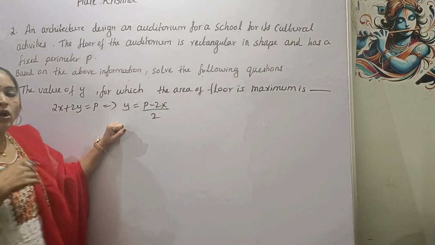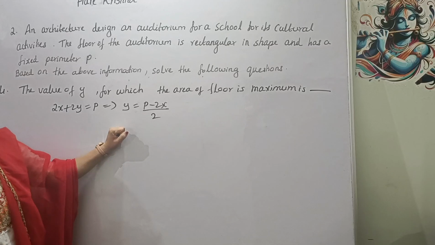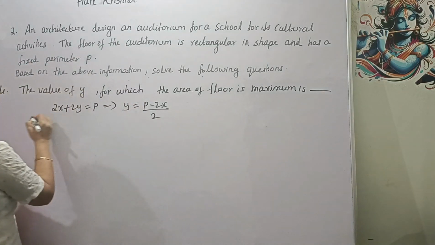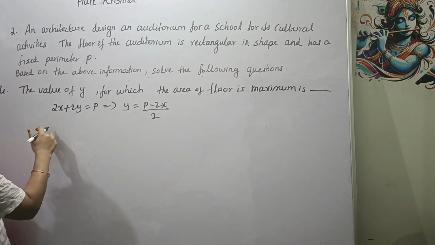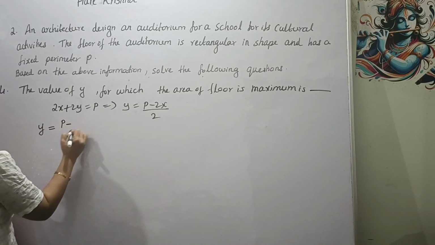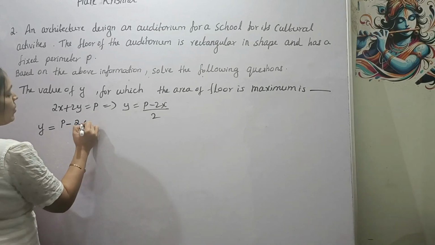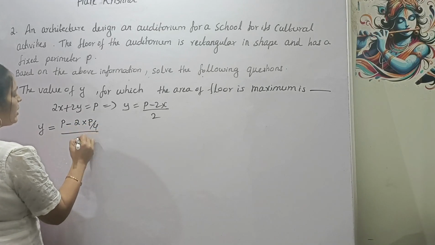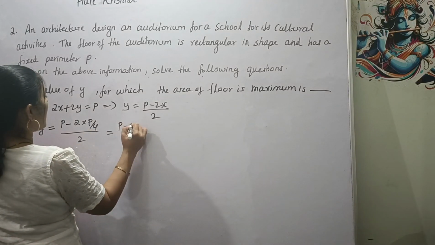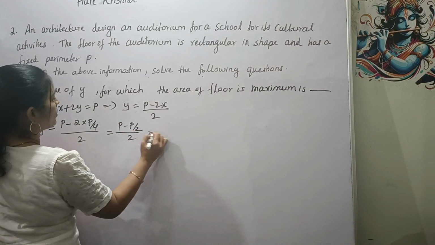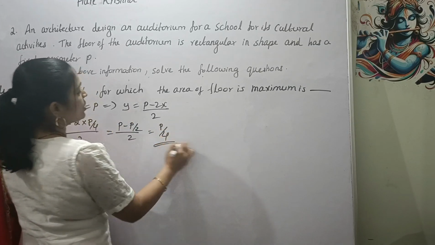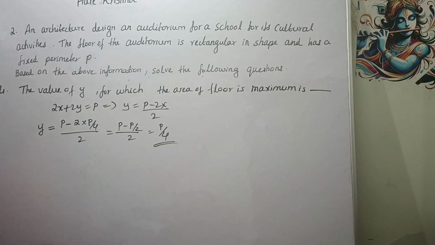So we have already found that at x is equal to p by 4, the area of the floor is maximum, right? Therefore, the value of y is equal to (p minus 2 into p by 4) divided by 2. That is equal to (p minus p by 2) divided by 2. That implies (p by 2) divided by 2, that is p by 4. So y is also p by 4.